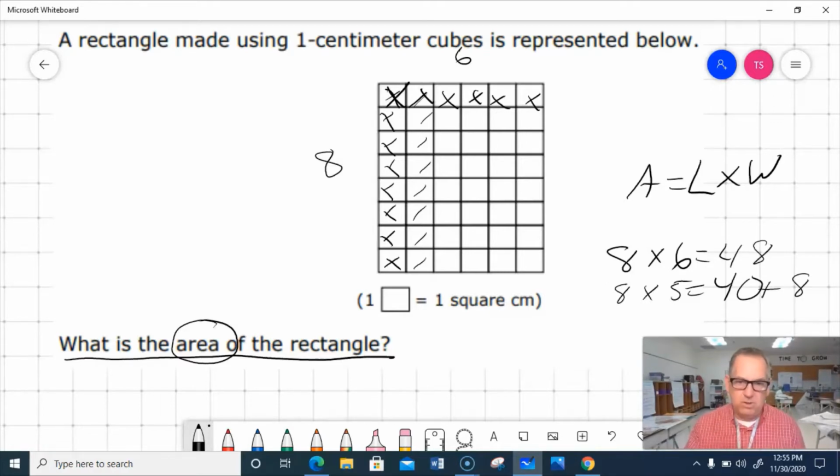And we've got to have square centimeters. So our answer is going to be in square centimeters. So the area of this figure is, I'll say area equals 48 square, and abbreviate square, centimeters, and abbreviate centimeters. So the area of this figure is 48 square centimeters.